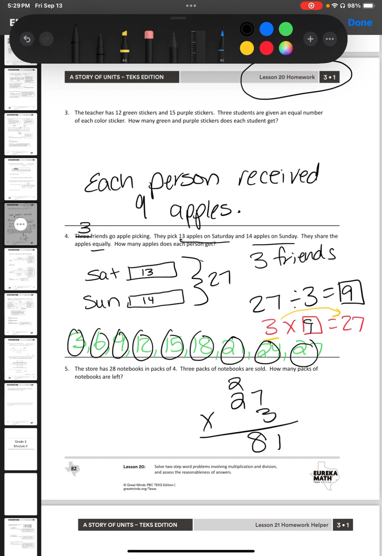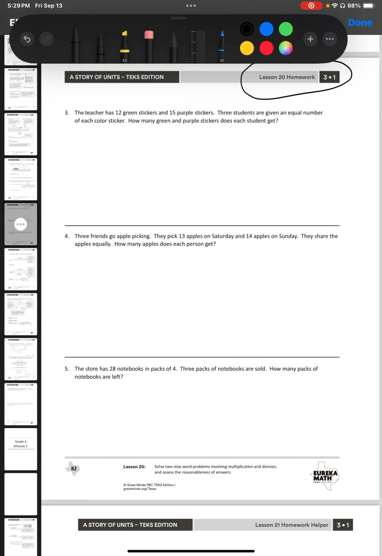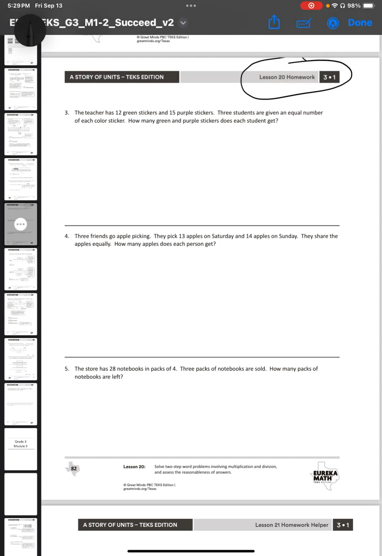I am going to erase this again. Perhaps it will erase? I will find out. And I'm going to work on the bottom problem.